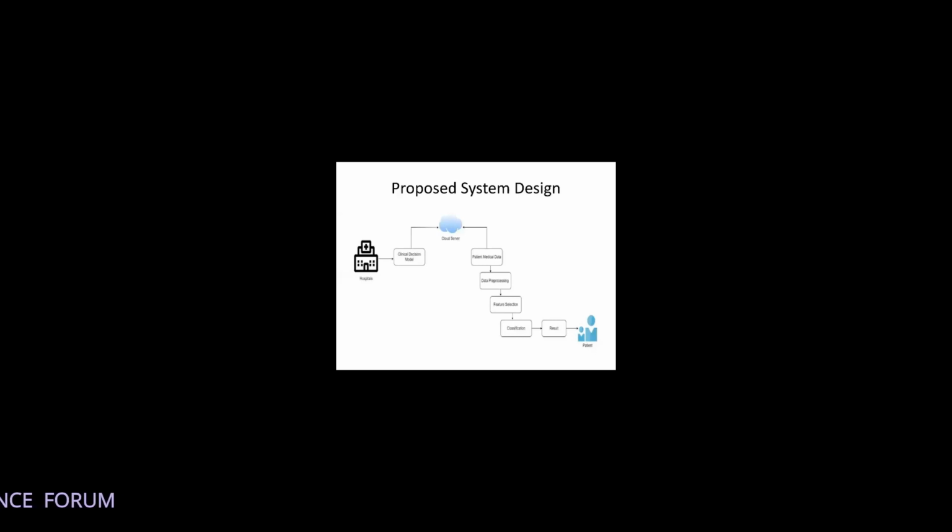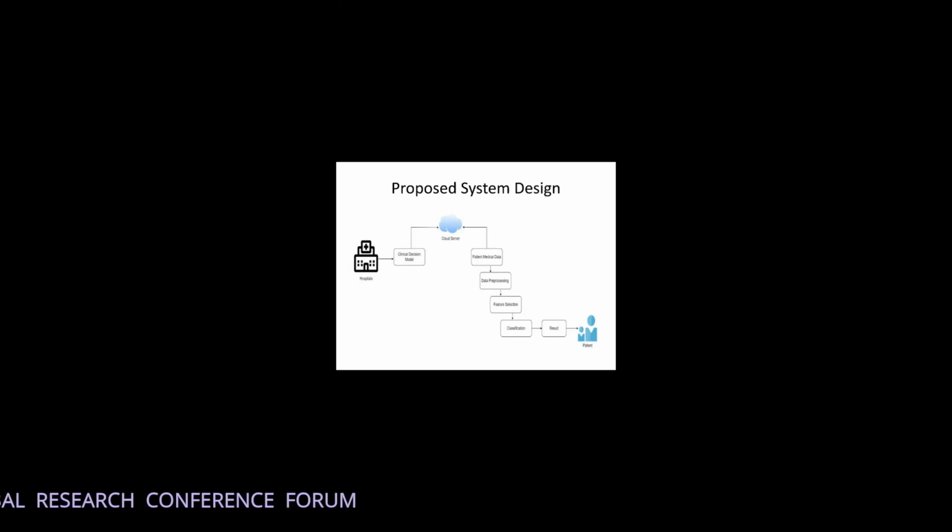Next, this is the proposed system design. In this, first the healthcare center builds a decision model from its medical data set and it is sent to the cloud server. Here the patient medical data information is stored. After that, pre-processing is done on the patient medical data. Data pre-processing is the process of preparing the raw data and making it suitable for the machine learning model. After that, the feature selection is there. Feature selection is the process of reducing the number of input variables when developing a predictive model.